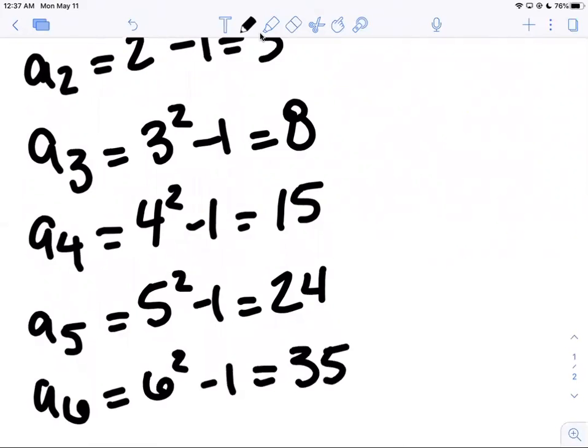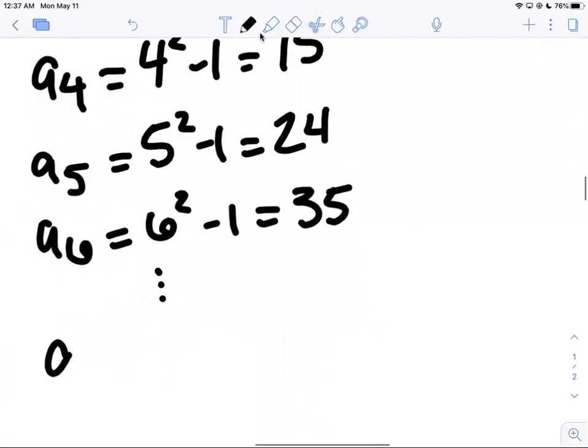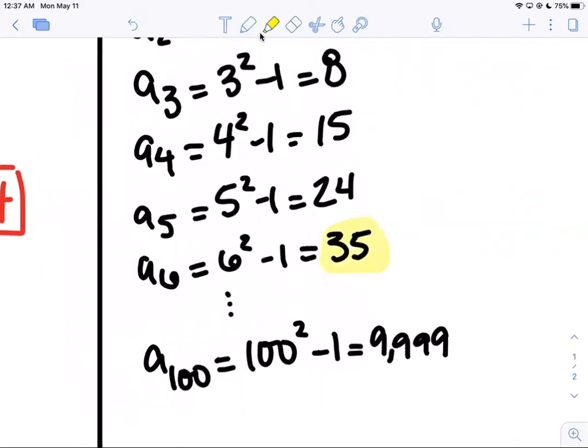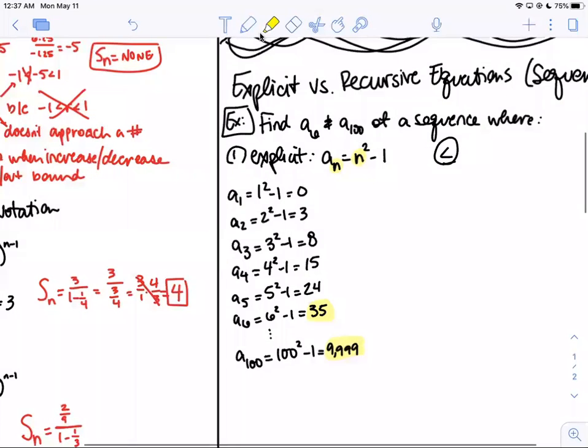Now that was kind of painful, and we just did 6 of them, right? So imagine if we had to go all the way to 100. Luckily, we don't. We can just do a sub 100 is equal to 100 squared minus 1. That's easy. I can throw 100 squared in the calculator minus 1. I believe that's 9,999. Okay, so I got these two terms right here, 35 and 9,999. And so that's what the question asked. Find a sub 6, a sub 100. I found those two, moving on.